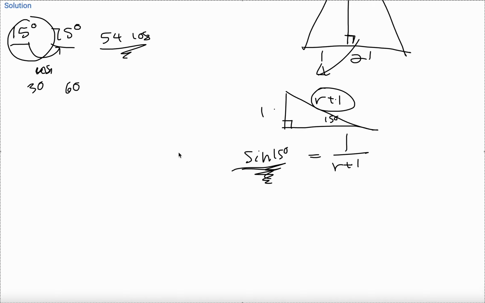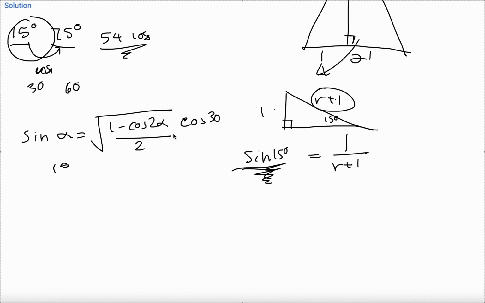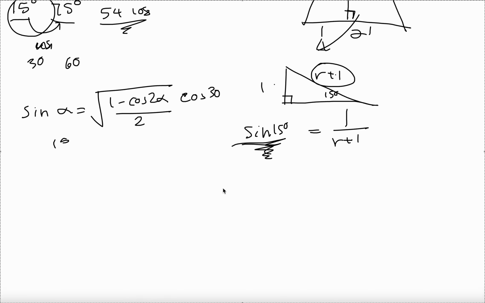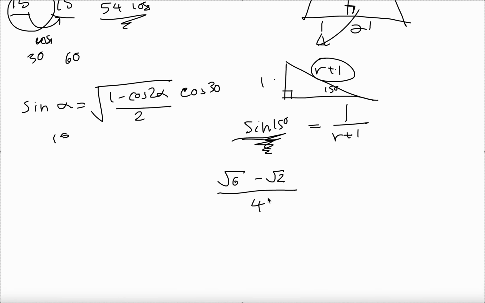But if you don't have it memorized, you can still derive it. It's a little bit painful, but you could derive it using the sine half angle formula, where sine of alpha equals the square root of (1 minus cosine 2 alpha) over 2. Here alpha is 15, and since we know cosine of 30 degrees, we can use this formula to get it. But the derivation is a little bit hairy and algebraic, so if you have it memorized, you're saving all the time. So sine of 15 degrees is square root of 6 minus square root of 2, all over 4.